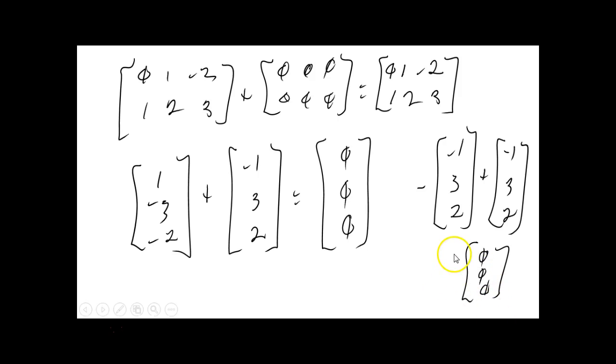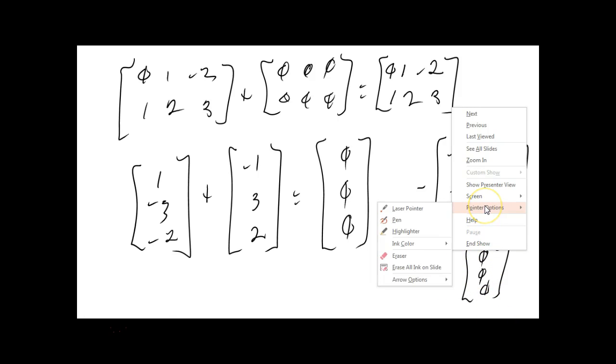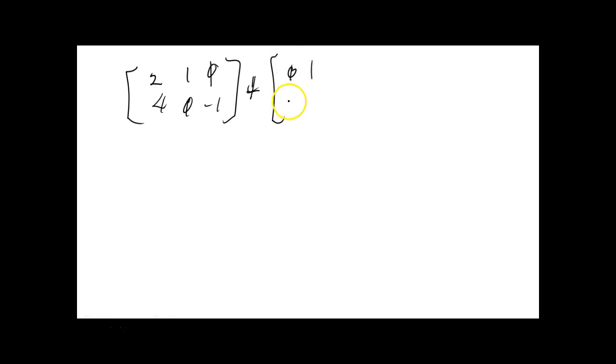All right, let's go to, and clear all that ink off. Let's try this one more. 2, 1, 0, 4, 0, negative 1, plus 0, 1, negative 1, 3. Cannot do it. Exactly. Don't even try. Okay? Can't happen. Undefined.